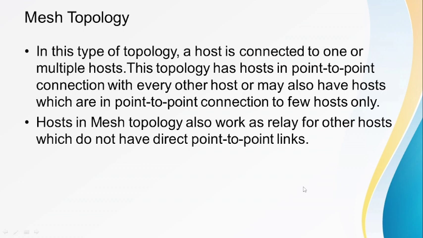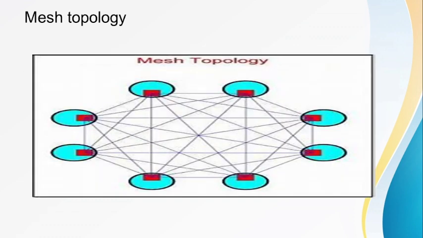Then we have the mesh topology. In this type of arrangement, a host is connected to one or more hosts. Typically, this topology has hosts in a point-to-point connection with every other host, or may also have hosts which are in a point-to-point connection with a few hosts only. So let's look at the mesh topology. You can see we have hosts all over, and they are connected to each other, thereby forming a mesh kind of arrangement.